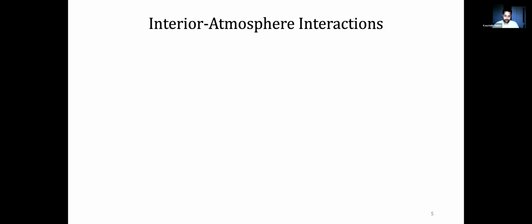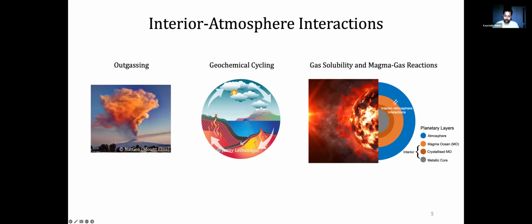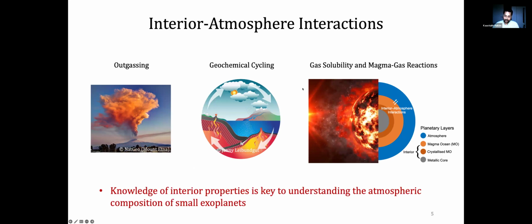Okay, so I'll also talk about interior-atmosphere interactions in this talk, and specifically three types. One is the outgassing from rocky interiors. One is geochemical cycling, and one is gas solubility and magma-gas reactions. What I would already argue is that knowledge of interior properties is key to understanding the atmospheric composition of exoplanets, especially small exoplanets, where interiors dominate the mass. Thereby, processes like outgassing can really change the composition of the atmosphere. So knowing the interior is very important.